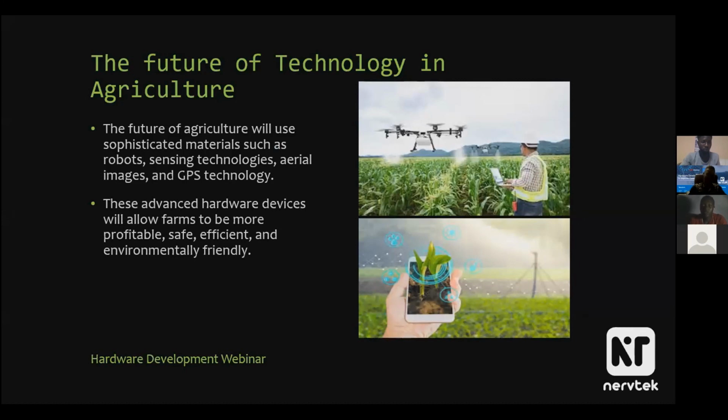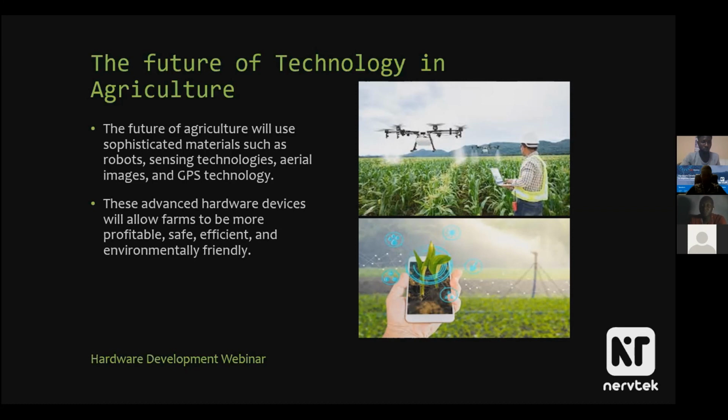We have been able to develop hardware sensors to monitor the temperature of our crops, the soil moisture content, and to spray our farms using drones. You see, a drone is a hardware device. So that's how hardware is going to be shaping the future.